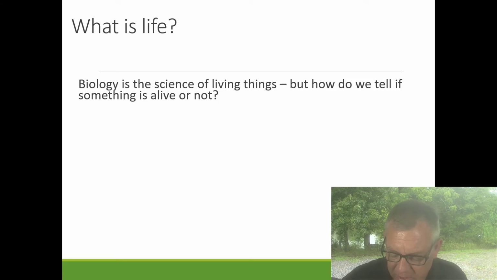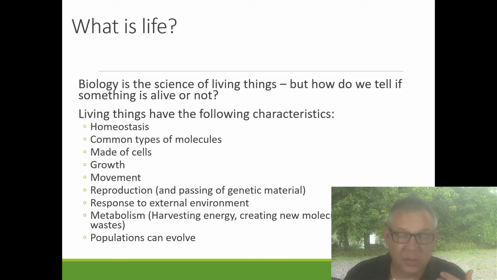But we're going to go with what your textbook has, and there are several characteristics of living things. And so here's the whole list right here. So we just mentioned homeostasis. That's a very important one. And so living things must maintain homeostasis. They must maintain an internal cellular environment that's different from their external environment.